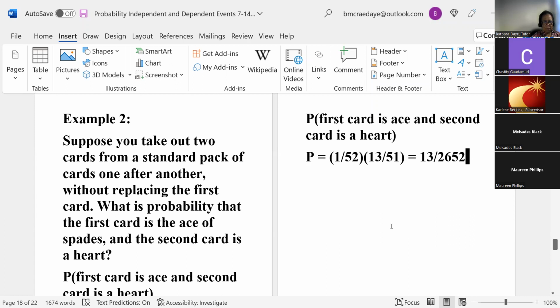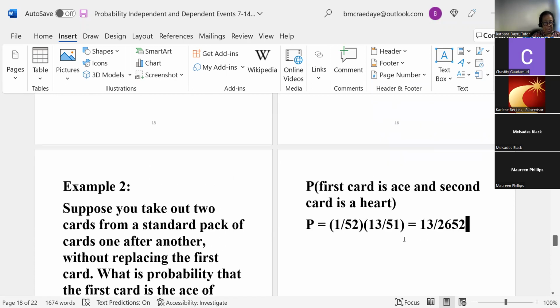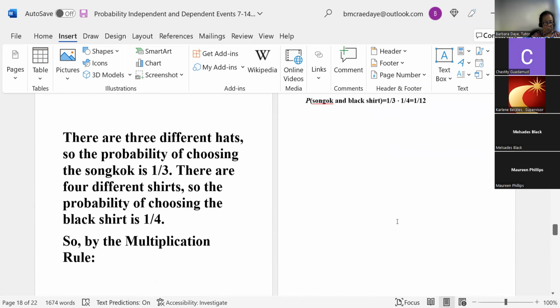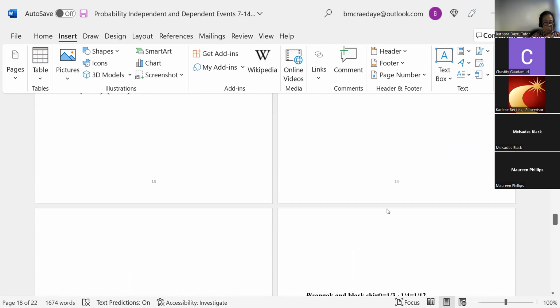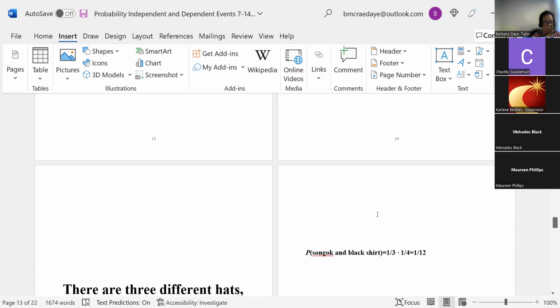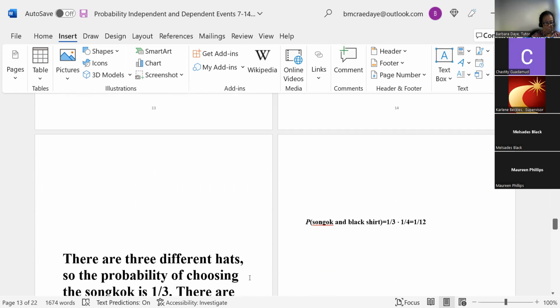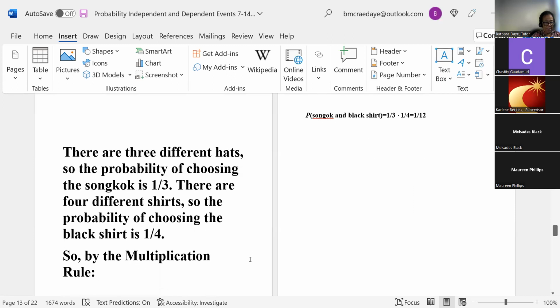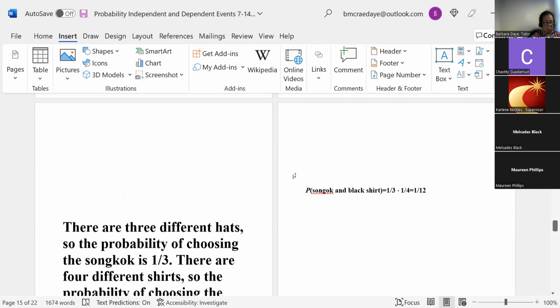Yes, I got that part of it. But I don't understand the reason why you have to multiply. Because that's the rule when you're doing an "and." First card is an ace, second card is a heart. Remember, even when I went through the hats and the shirt, the "and" is using the multiplication rule.